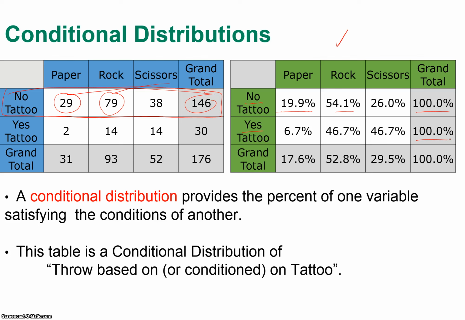So in this particular case, I can compare my no tattoo people to my tattoo people and how they throw, using, again, my conditional distribution.